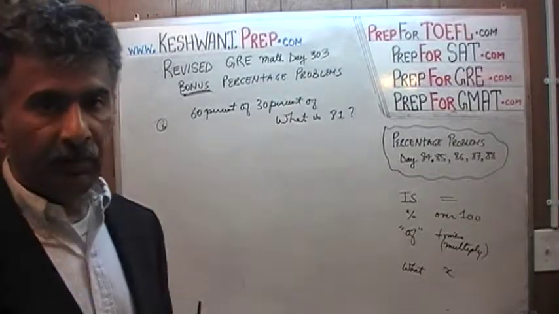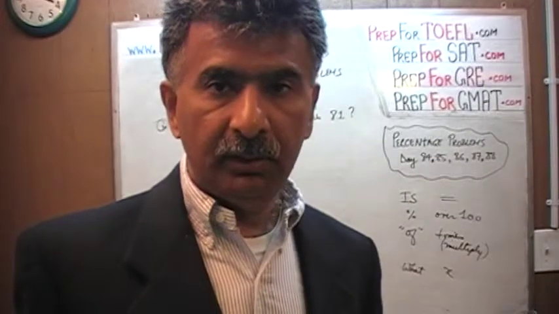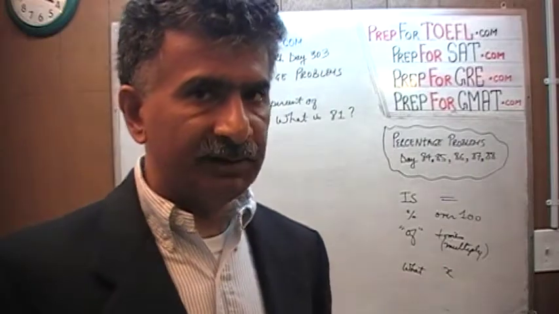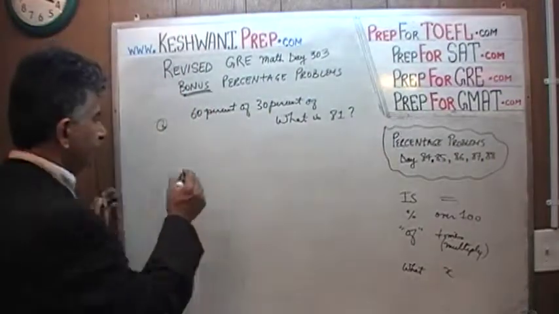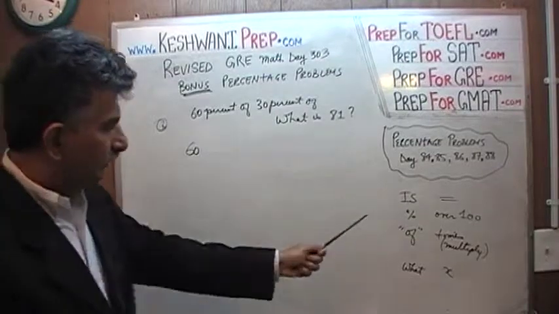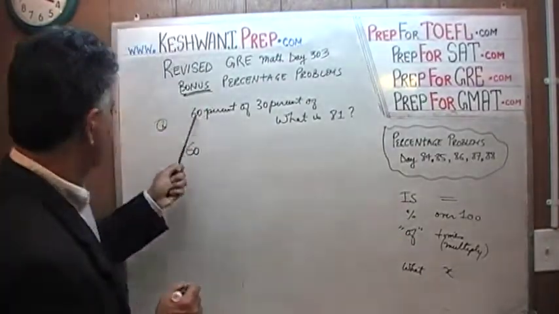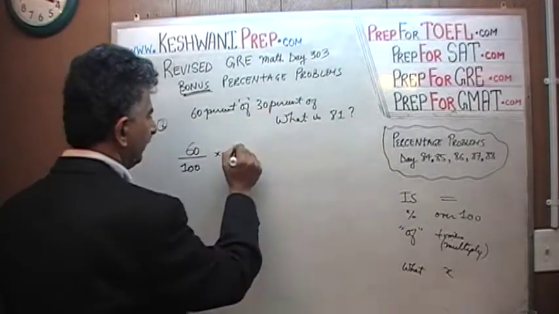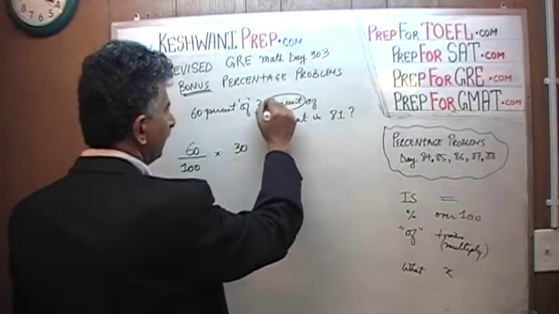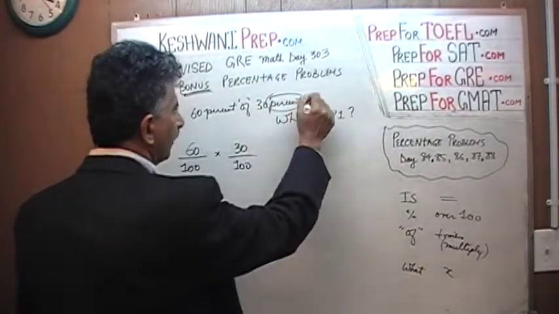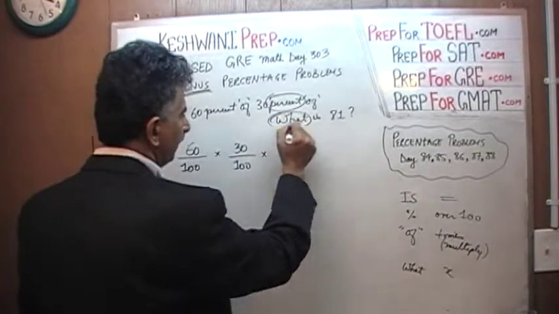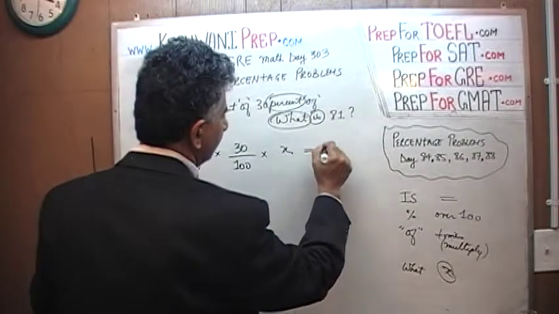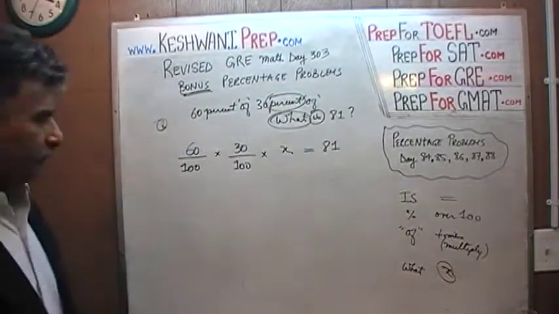Again, the most important part is being able to come up with the right equation immediately. And the way we do that is to translate the statement word by word. Don't skip any single word. 60% means 60 over 100. Of means times, and then 30% means 30 over 100. Another of means times. What means our unknown quantity, and then is means equals. Voila.